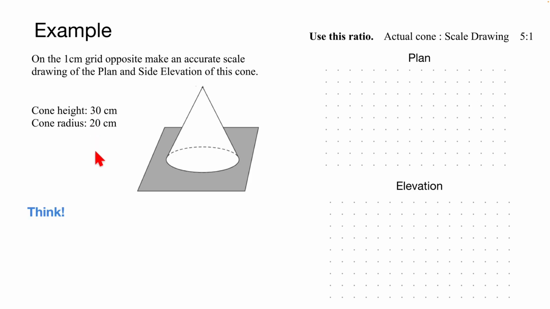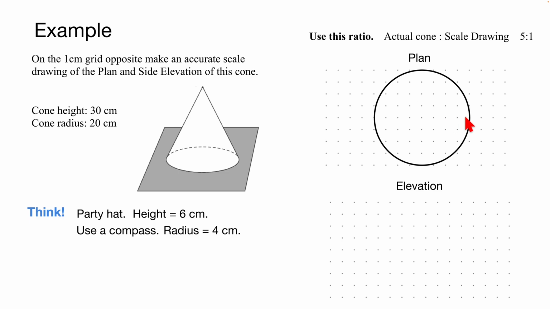30 becomes, well, let's have a think. It's a party hat for people with a big head. The height of it is going to be 6 centimeters, 30 divided by 5. We use a compass for the bottom because it's a circle, and the radius is 4 centimeters, which is 20 divided by 5. So on our plan, we get our compass and we draw a circle with a radius of 4. So it has a diameter of 8.